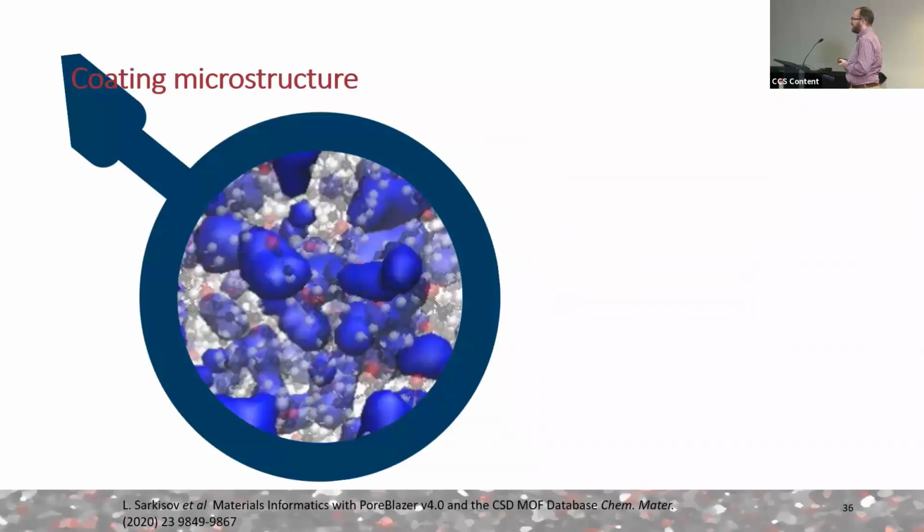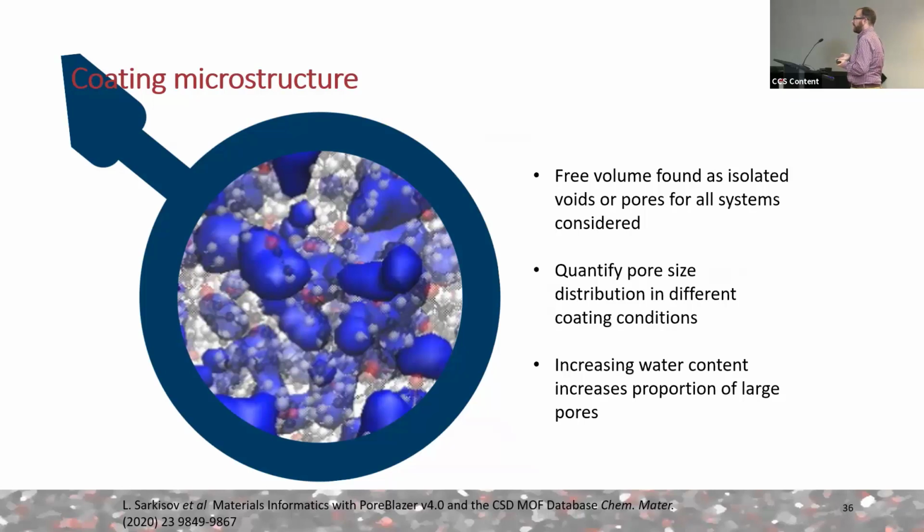So the first thing is the coating microstructure. So this is what my simulation looks like. You can just about make out the atoms, they're in transparent here. And these blue regions are voids. So inside these blue regions, there's nothing. It's space, and it's where the water will go and where the water does go.